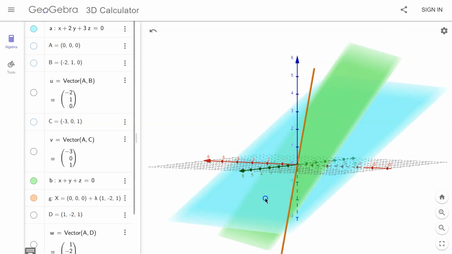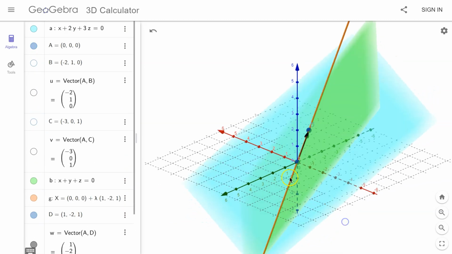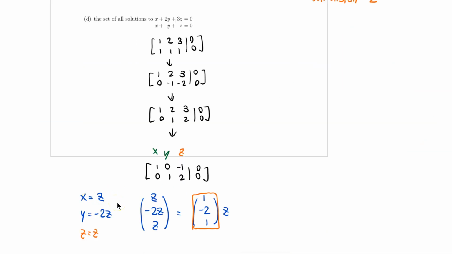You can see that they intersect over the orange line here. So this orange line is the vector space, which is the set of all solutions to the blue equation and the green equation. And you can see that the basis for my orange line is indeed this black vector here, which is the vector (1, -2, 1) that we saw earlier. The dimension of this orange line is going to be 1, because I only have one basis vector here. So for the last part, the dimension is going to be 1. And that makes sense because a line has dimension 1.